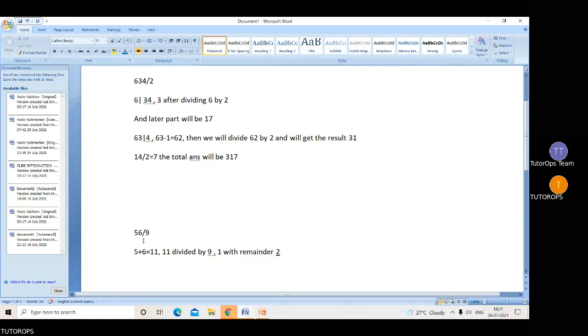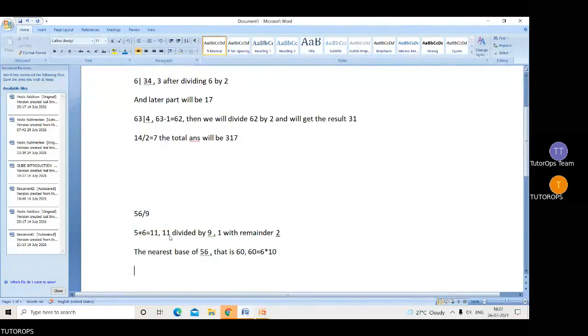And now for the quotient, I will check the number of tens for the nearest base. So what will be the nearest base of 56? That will be 60. So I am taking the nearest base of 56, that is 60, equal to 6 into 10. So we know that each 10 contains one 9. I am again repeating the statement, each 10 contains one 9 and gives a remainder 1.